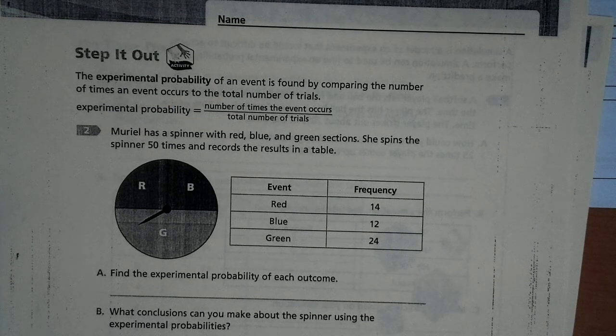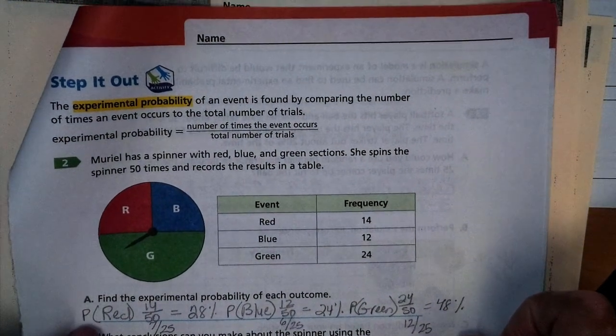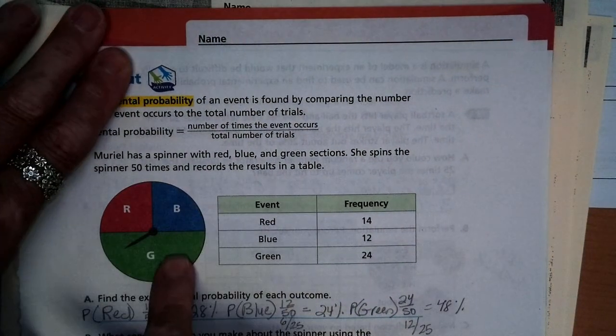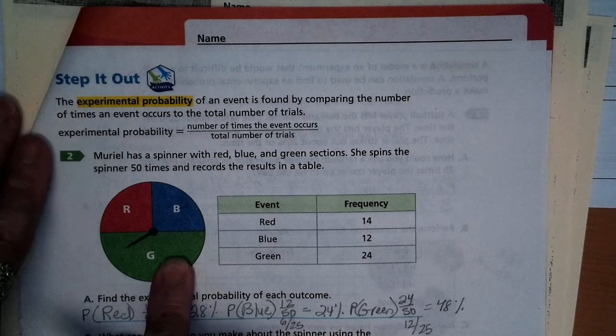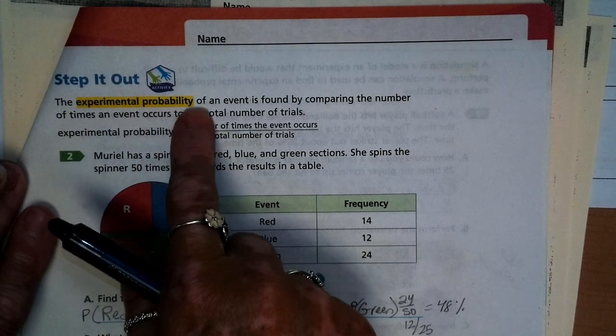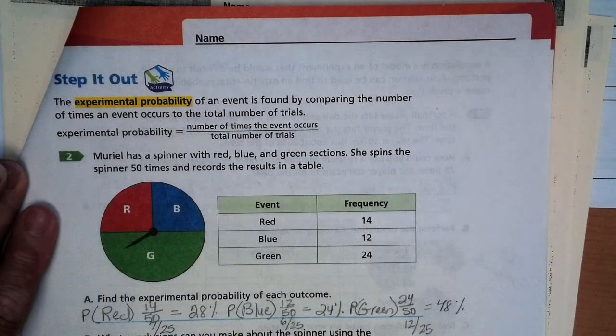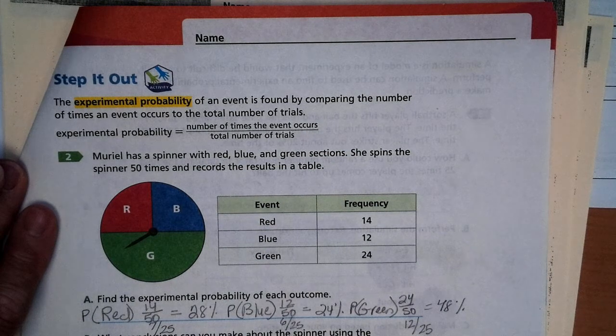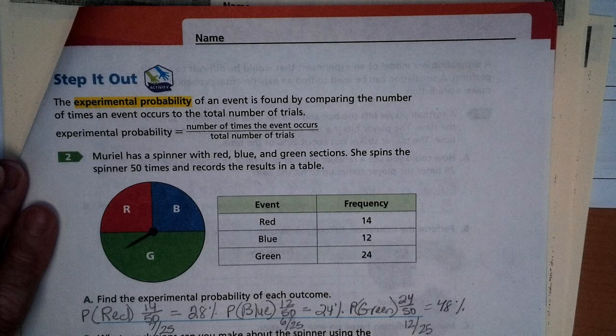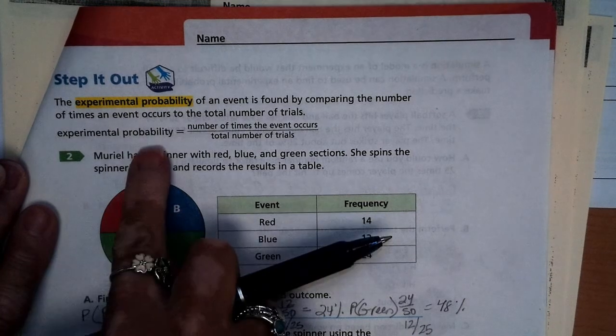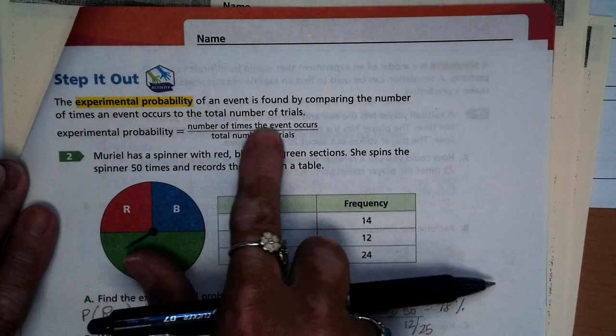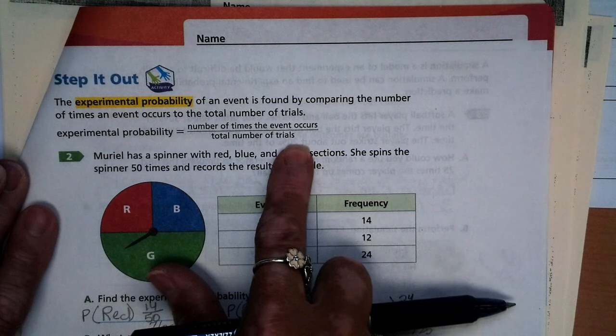All right, so now we have a spinner. And if you don't have a book, guys, it actually looks like this. So red, blue, green. Okay? So the experimental probability of an event is found by comparing the number of times the event occurs to the number of trials. So experimental probability is the number of times the event occurs over the total number of trials.